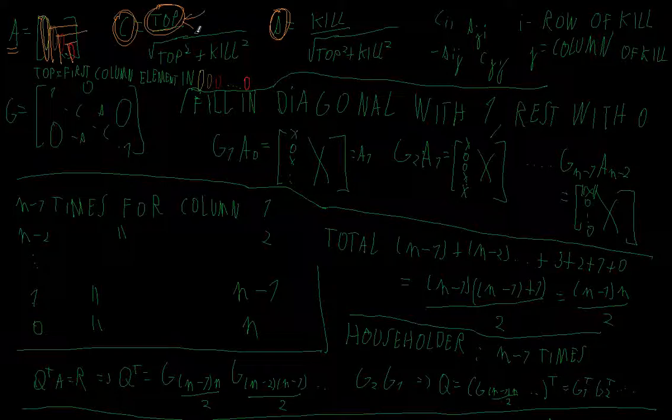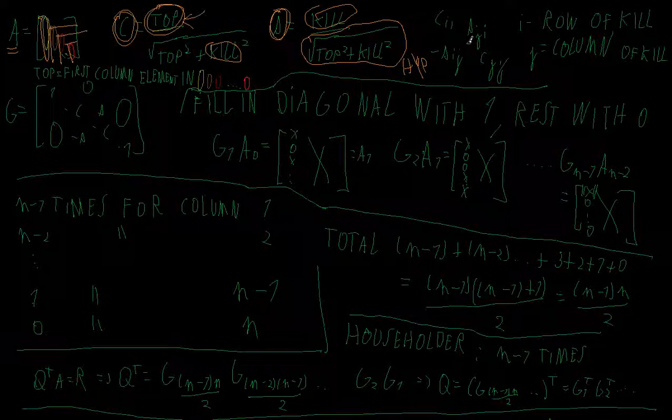The first time the submatrix is the entire matrix, and the kill element is always the element you want to kill. So you can find your cosine and your sine. Cosine is top over square root of top squared plus kill squared, and sine is kill over square root of top squared plus kill squared. This square root of top squared plus kill squared is also simply the hypotenuse. You can simply write the hypotenuse if you want.